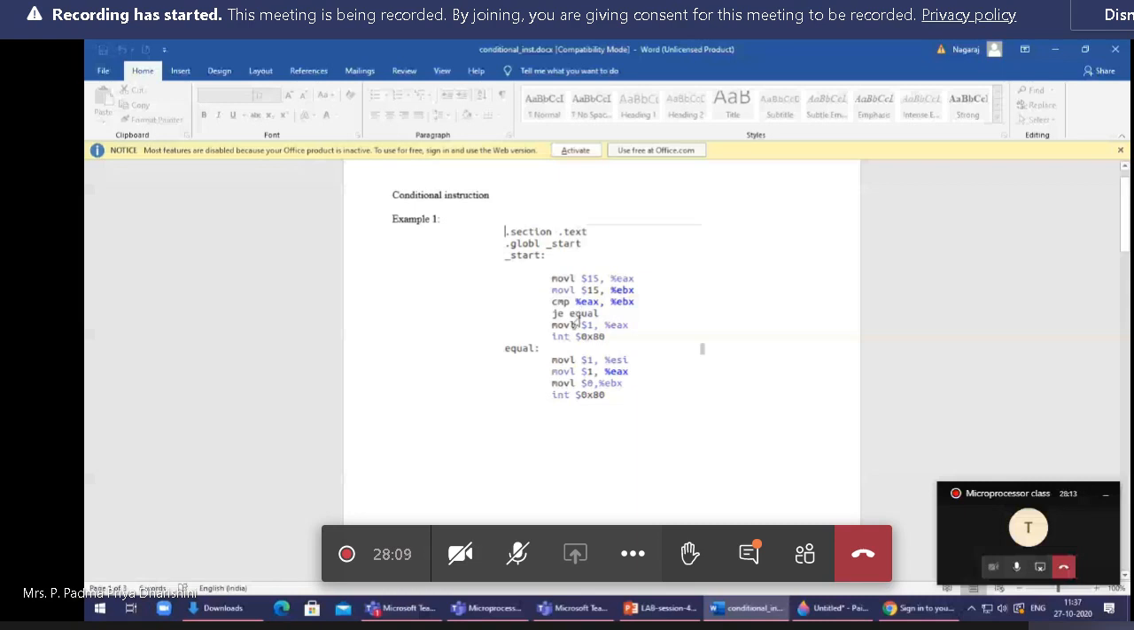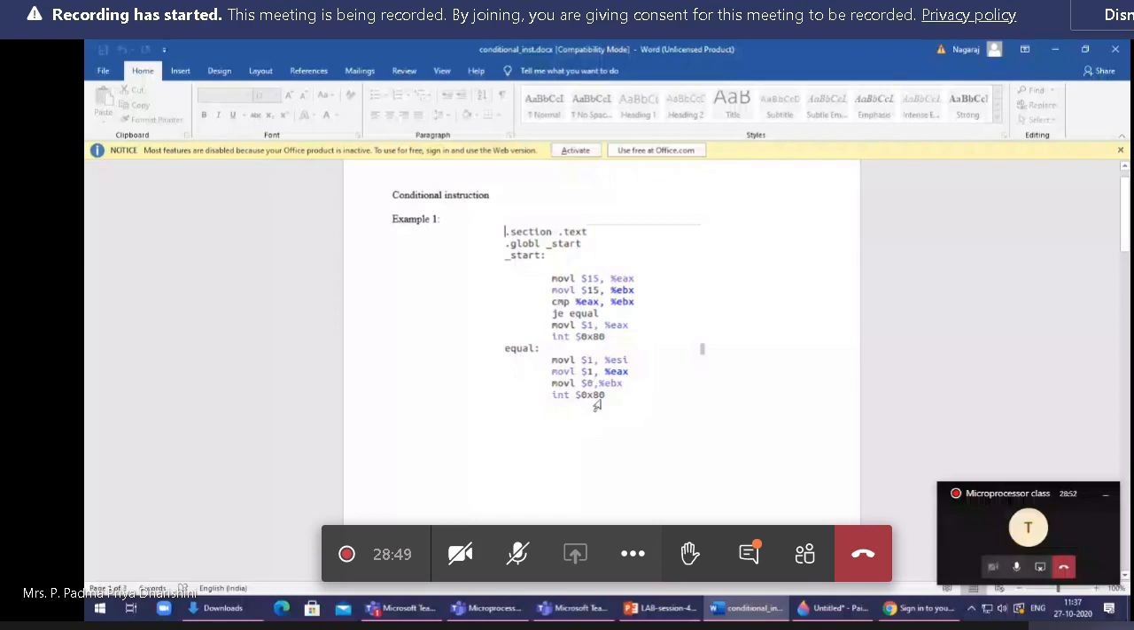So equal, you can see here separately I have given, that is the label. The label is nothing but a location where we are going to jump. If it is equal, it will jump to the location EQUAL. You can give any name for this, instead of EQUAL. If both the values are the same, it will jump to this location. In equal, I moved 1 to the ESI register. The ESI register will get the value 1. After that, I have given the terminate instructions.